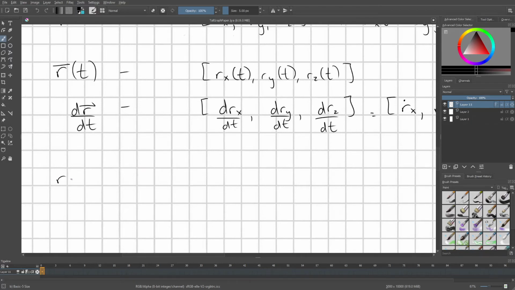R could also be a multivariable function, in which each of the components would now also be multivariable functions.